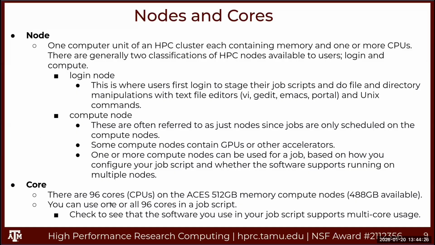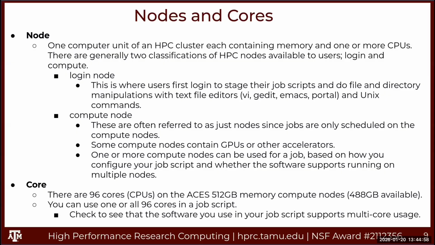All right, cores. There are some interchangeable terms here. Slurm uses the term CPUs. You might be familiar with cores; your laptop has quad core or dual core. And you'll see that the ACES compute nodes have 96 cores or 96 CPUs. They also have 488 gigabytes of available memory.